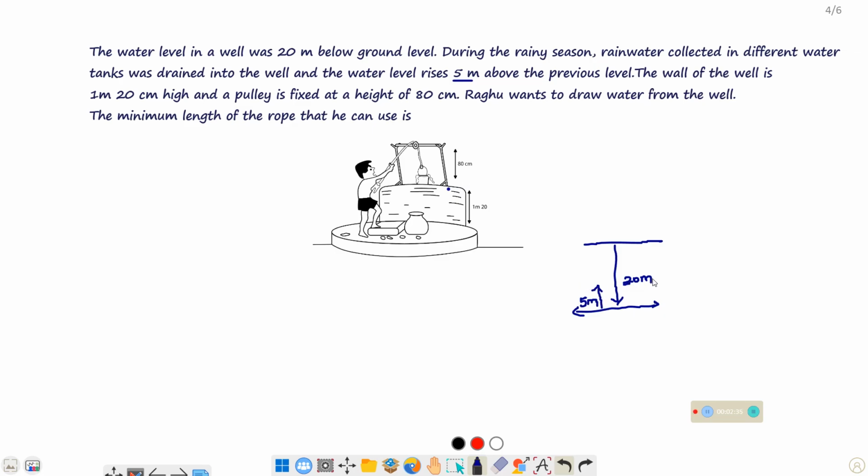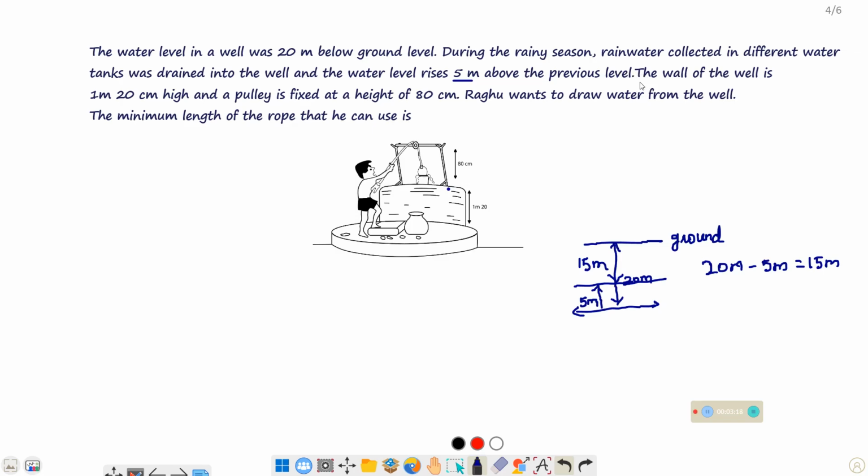So where will the level of the water be from the ground? From the ground it was previously 20 meters. Now it rose 5 meters above the previous level. So that means instead of 20 meters it will be 20 meters minus 5 meters. So it will be 15 meters from the ground level. So now the water level is 15 meters down the ground level. This is our ground level, right?